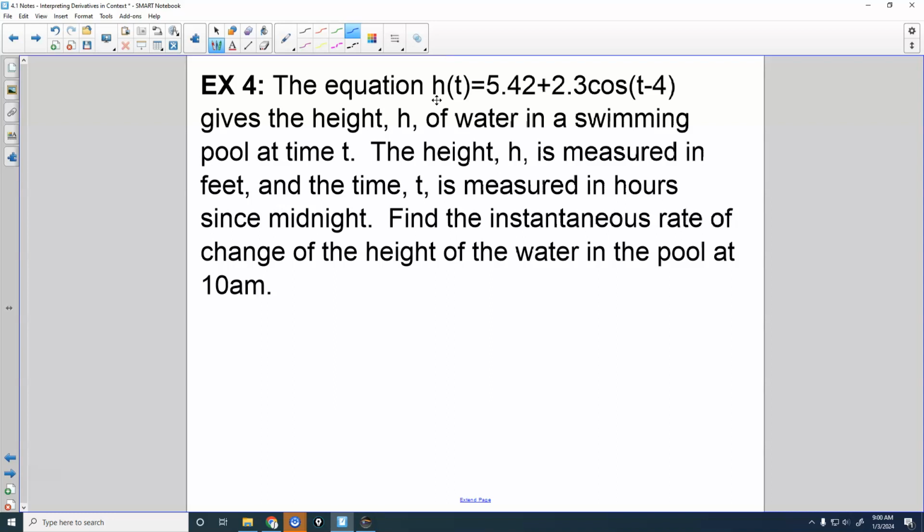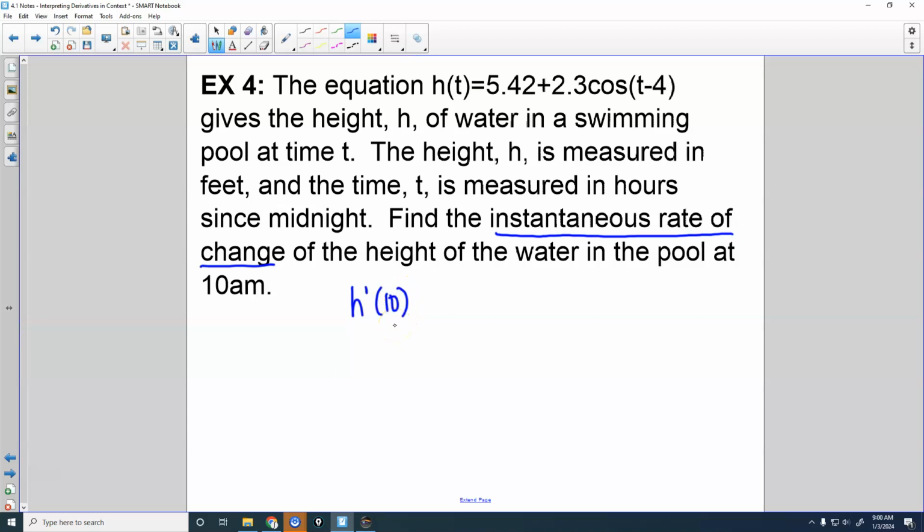Okay. So let's think about this. What is this asking us for? Instantaneous rate of change. What does instantaneous rate of change mean? What does that mean we're doing? What are we finding? Derivative. So this is wanting H prime of T at what time? 10, and it tells us T is measured in hours since midnight, so 10 a.m. would be 10 hours since midnight. So H prime of 10 is what we're looking for.